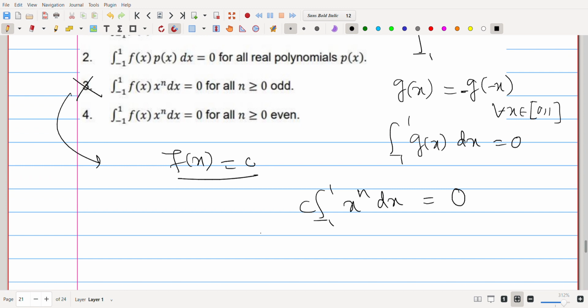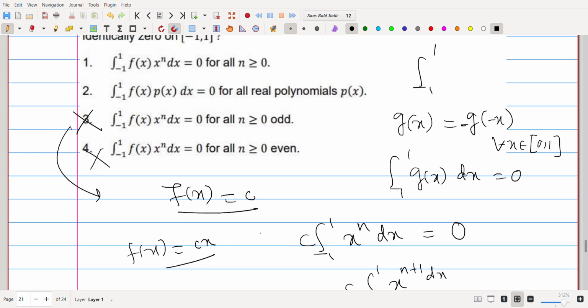Now the integral -1 to 1 of f(x) x to the power n, but n is even. So in particular you can take f(x) to be any c x, right? Then c times integral -1 to 1 of x to the power n plus 1 dx, and since n is even, n plus 1 is odd, so by similar reasoning this is also 0, but f is not identically 0, right? So the third one and the fourth one are false.